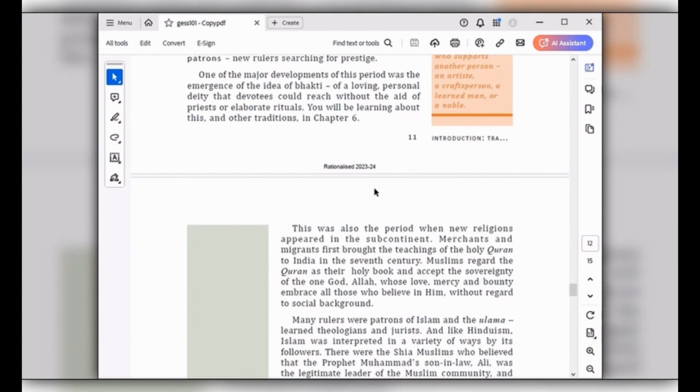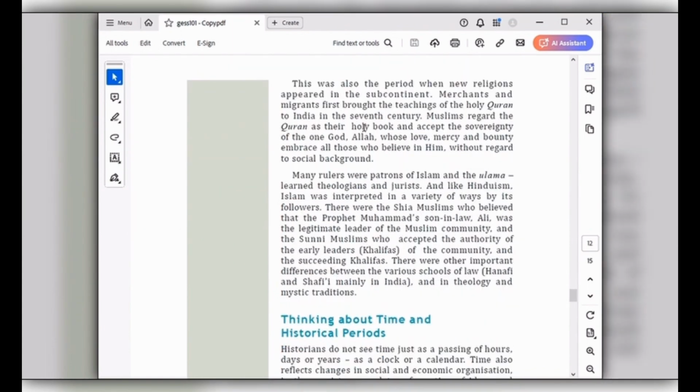This was also the period when new religions appeared in the subcontinent. Merchants and migrants first brought the teachings of the Holy Quran to India in the 7th century. Muslims regard the Quran as their holy book and accept the sovereignty of the one God, Allah, whose love, mercy, and bounty embrace all those who believe in Him without regard to social background. Many rulers were patrons of Islam and the ulama, learned theologians and jurists.